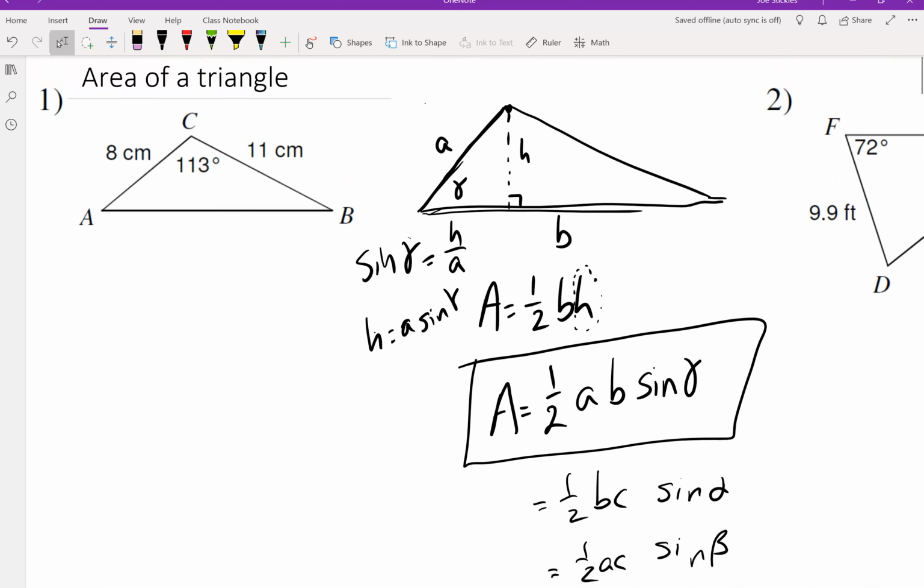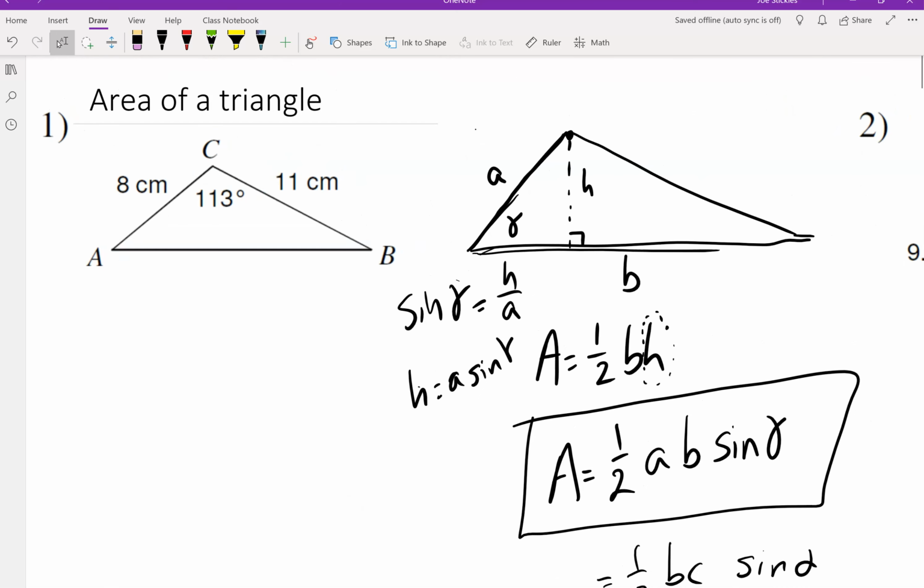Okay, so let's do a problem. Let's look at this triangle where we've got AC here has length 8, BC here has length 11, and angle C has measure 113. So I have two sides and the included angle. So the area would be 1/2. This over here is side A. This over here is side B. This would be gamma, because it's angle C. So that actually fits that first version of the formula.